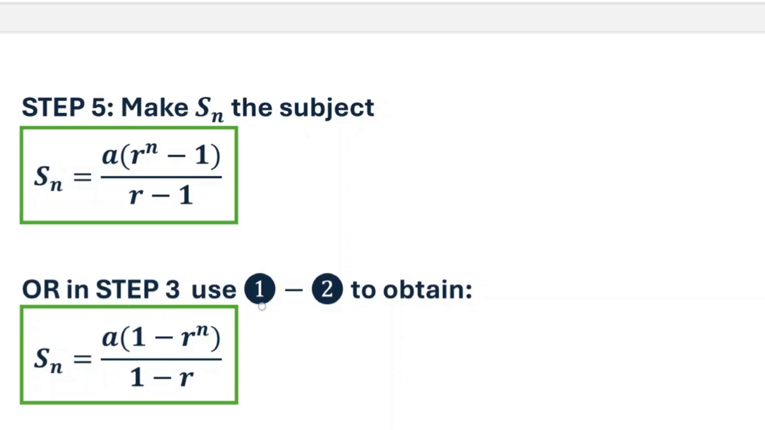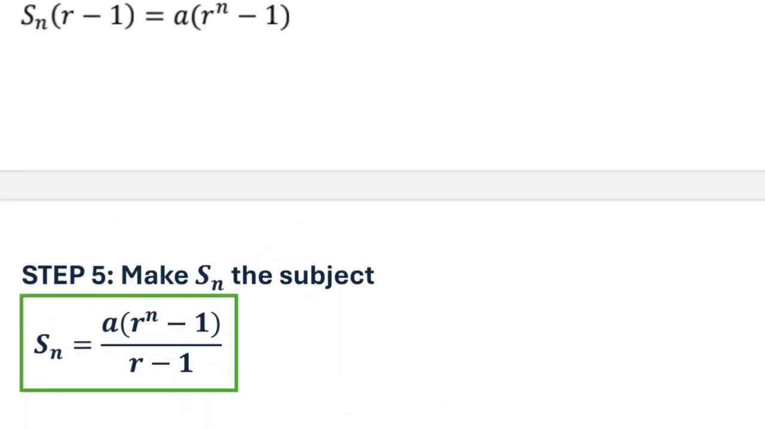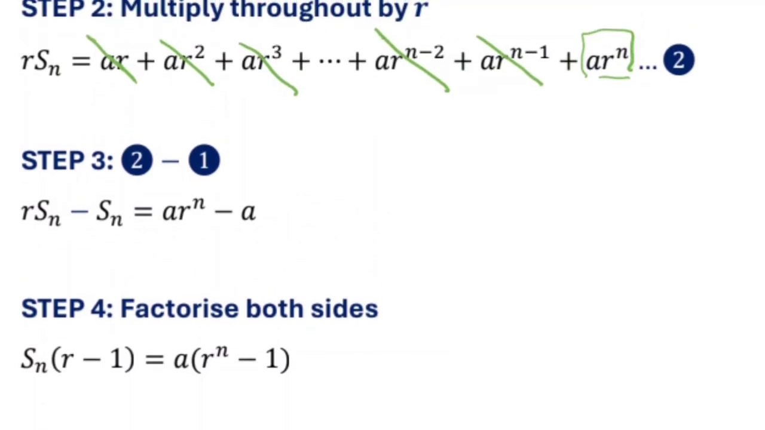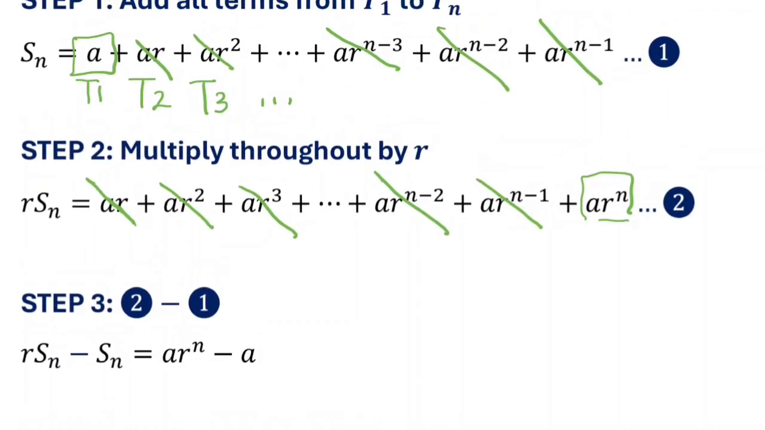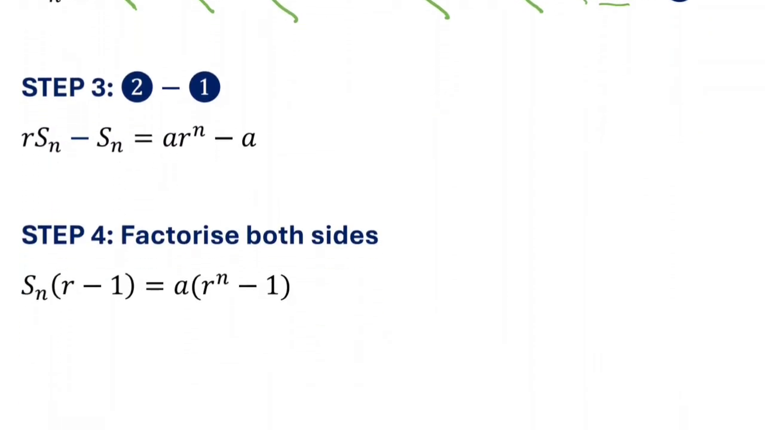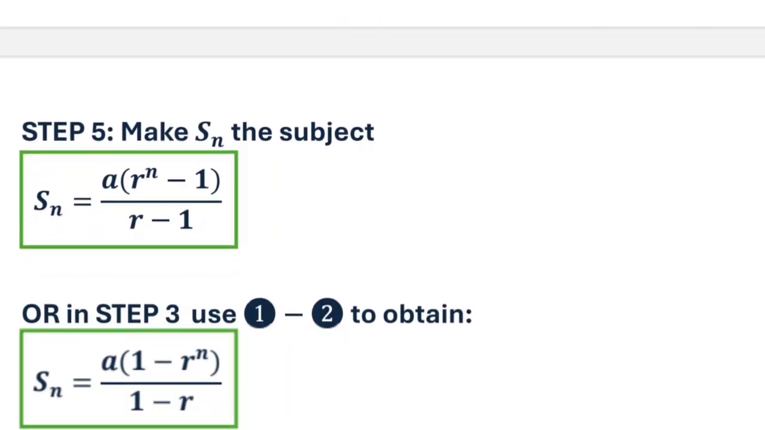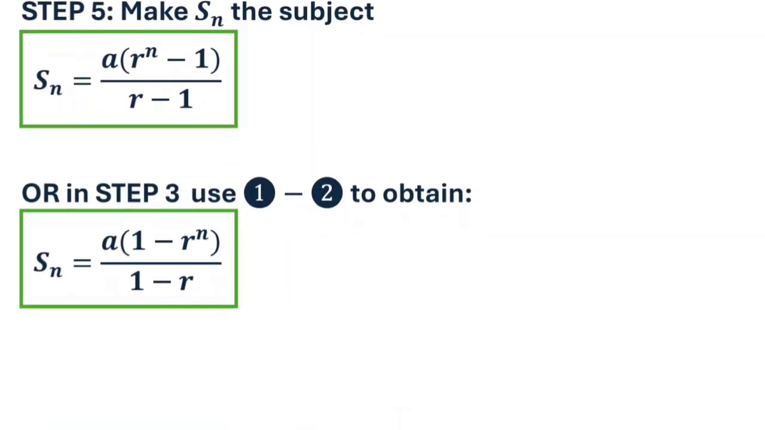In step 3, we would use equation 1 minus equation 2. So if we go back up to step 3, instead of having equation 2 minus equation 1, we would swap it around. We would have equation 1 minus equation 2. And we would then follow through with the same steps, step 4 and step 5, and this is the equation that we would end up at.